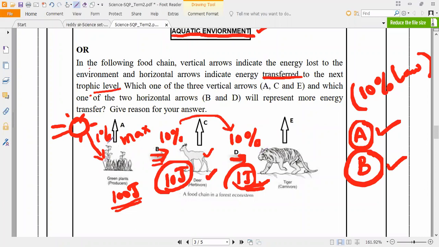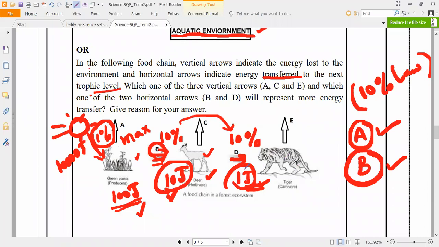Except stage 1. So step 1, what is happening? From the sun, how much energy will plants utilize, guys? From the sun, 1% of energy. For example, if the sun gives 10,000 joules, then 1% of it is how much? Only 100 joules. Yes or no? So 100 joules of energy will come to the plants. Of this, 10% will go to the herbivores, meaning 10 joules. Of that, 10% again will go to the carnivores, that is 1 joule. So more energy transfer will be at point B compared to point D.